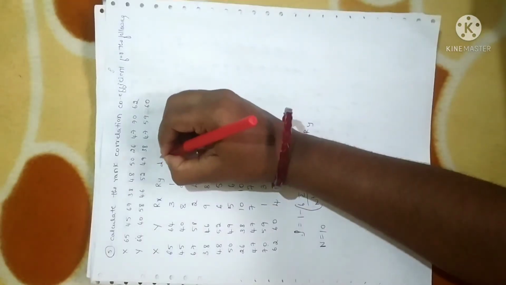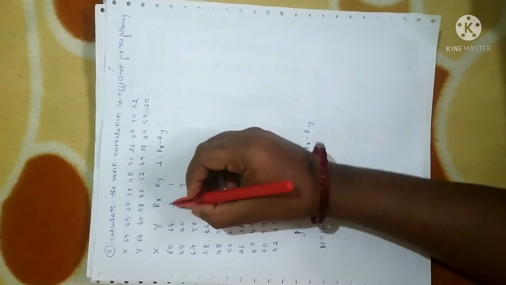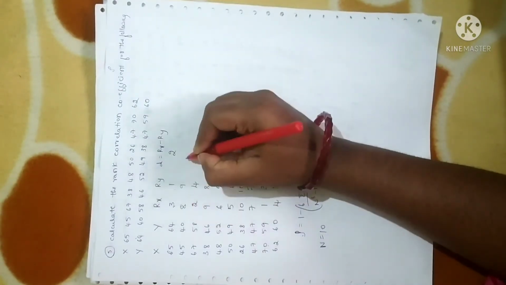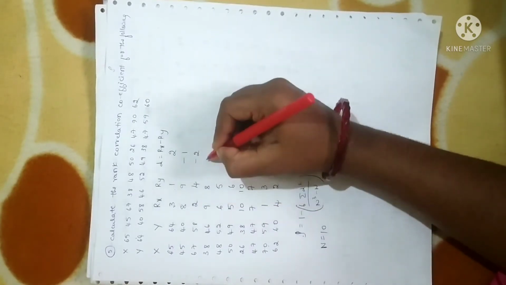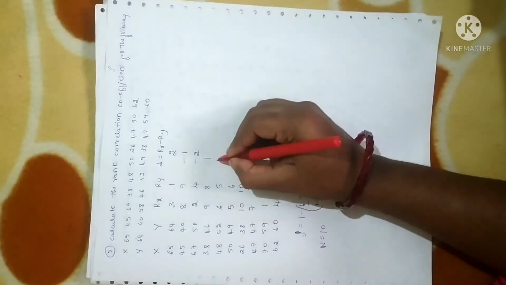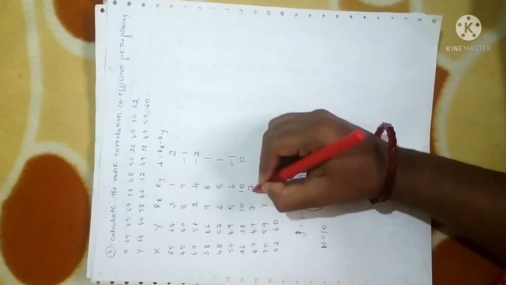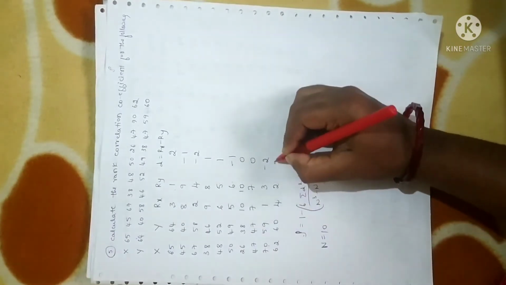Now calculate the value of d, that is, you just subtract the values of Rx and Ry. Let me calculate: 3 minus 1 is 2. 8 minus 9 is minus 1. 2 minus 4 is minus 2. 9 minus 8 is 1. 6 minus 5 is 1. 5 minus 6 is minus 1. 10 minus 10 is 0. 7 minus 7 is 0. 1 minus 3 is minus 2. 4 minus 2 is 2.